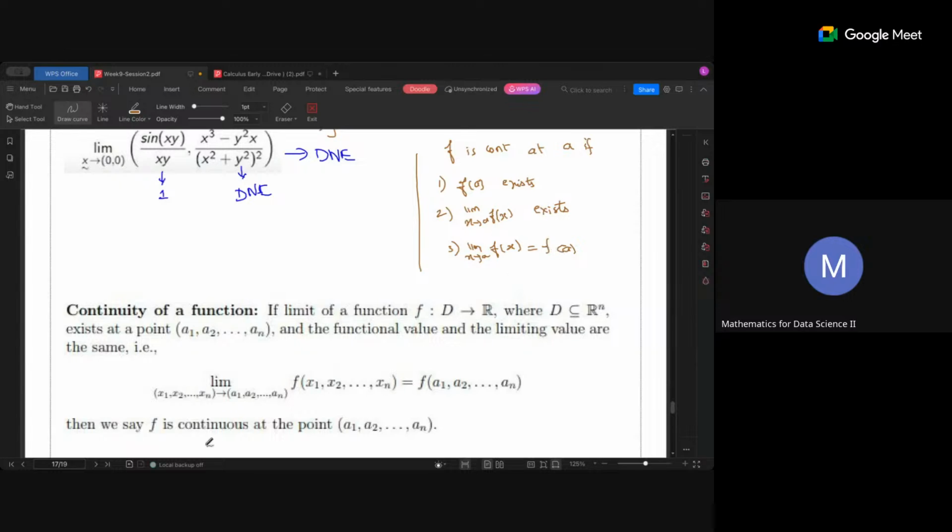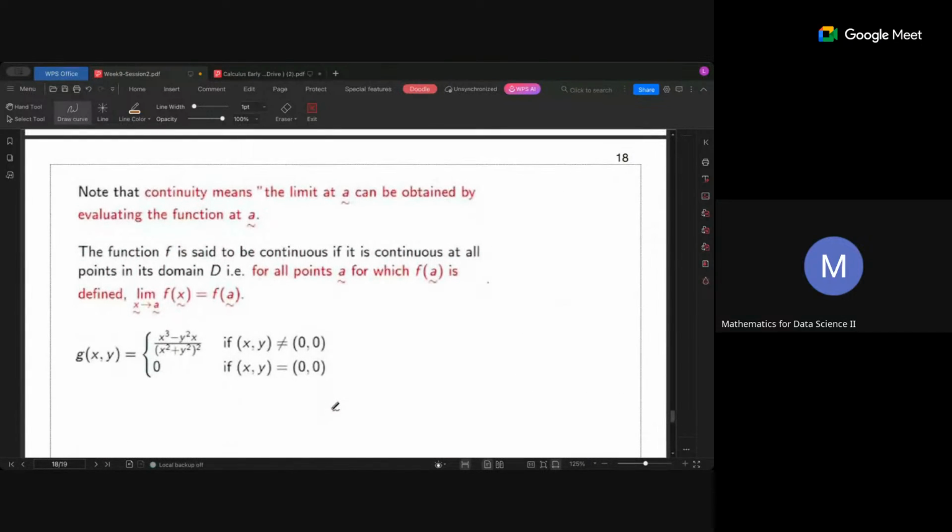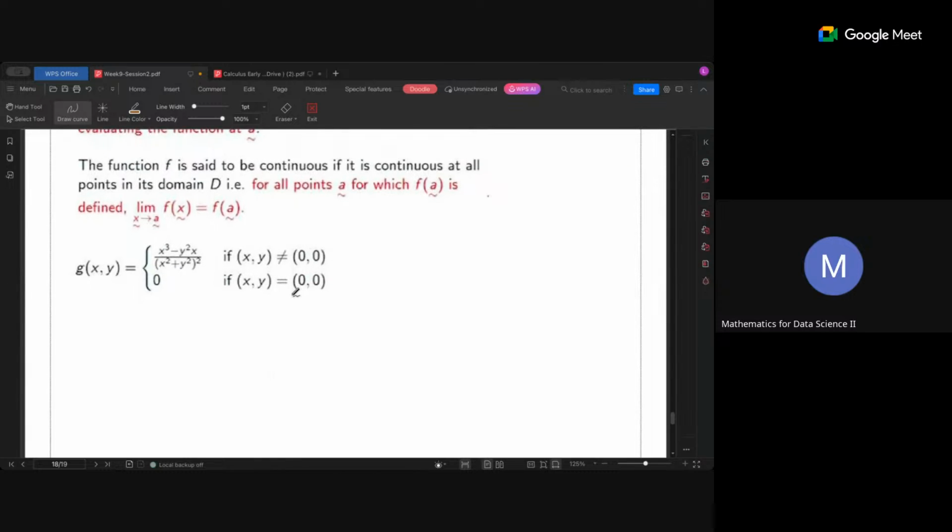The same definition holds for multivariable functions as well. Continuity means the limit at a can be obtained by evaluating the function at a, just like we see in the one variable case. Now you have a function here. We are going to check whether this function is continuous at the point (0, 0) or not.